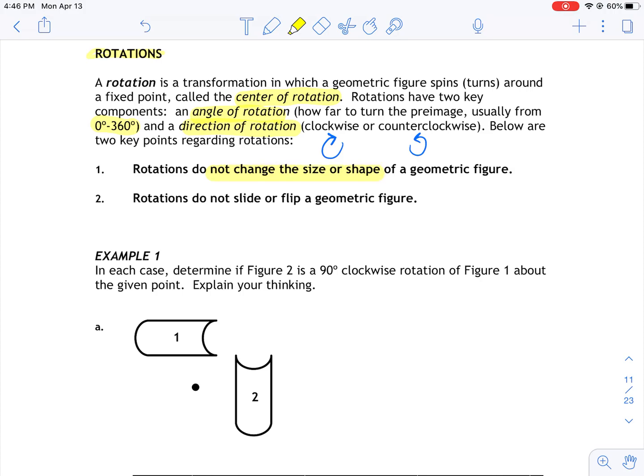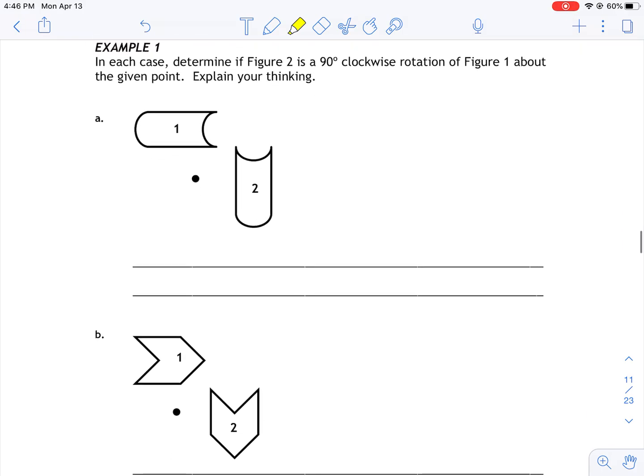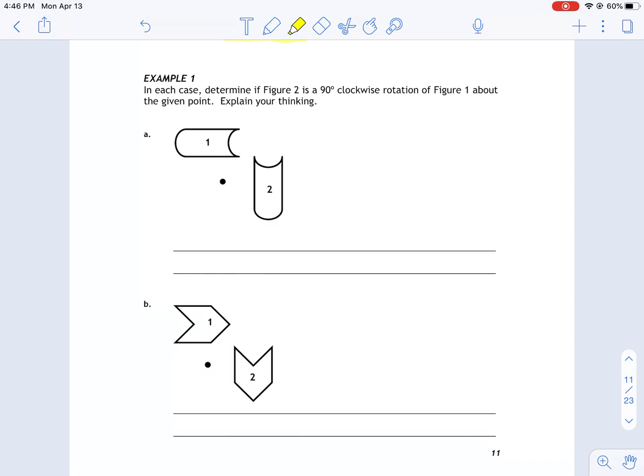Again, rotations do not change size or shape, so they produce congruent images, and they do not slide or flip, they just turn. Before we really get into doing rotations, I want to look at examples 1 and 2. See if you can figure out, just by looking at them, whether A is a rotation or B is a rotation. One of them is, one of them's not. See if you can figure out which one is a 90-degree clockwise rotation, a quarter turn clockwise. I'll pause for a second to give you a chance to figure that out.